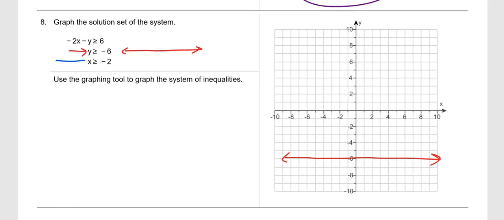How about the next one? X is greater than or equal to -2. What kind of line is that? Solid or dashed? Solid. In which way? That is a vertical line. So we need a vertical line through x equals -2, and it will be a solid line.